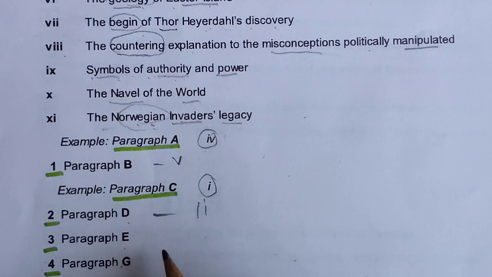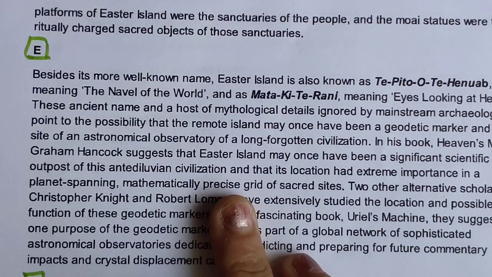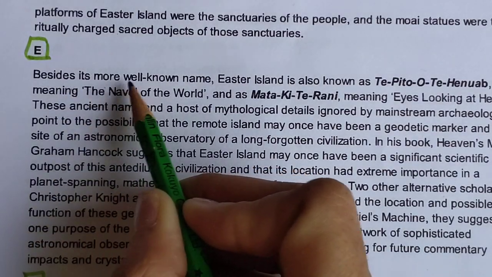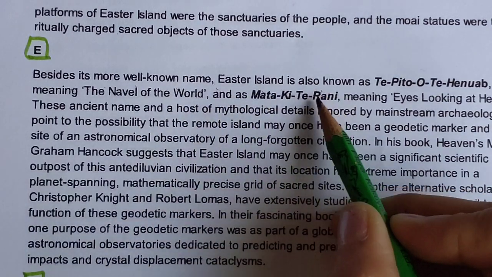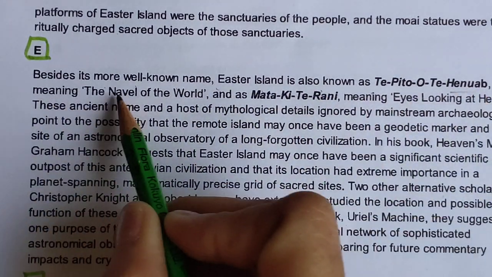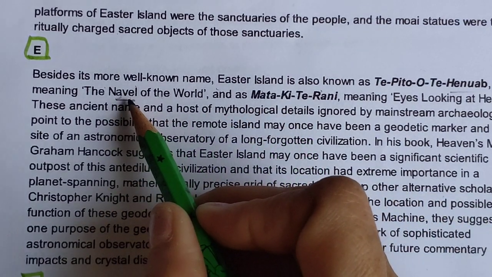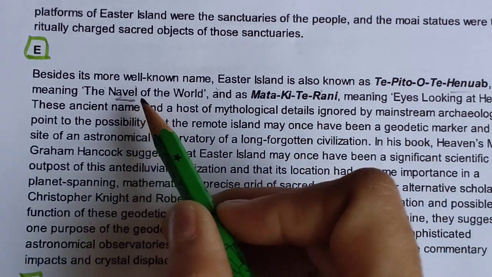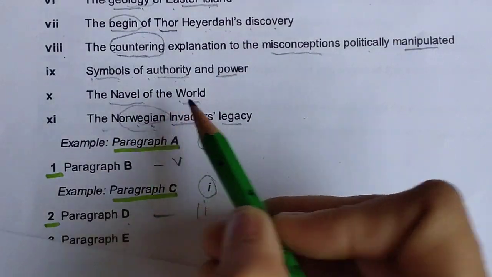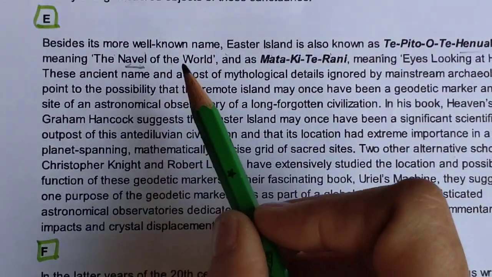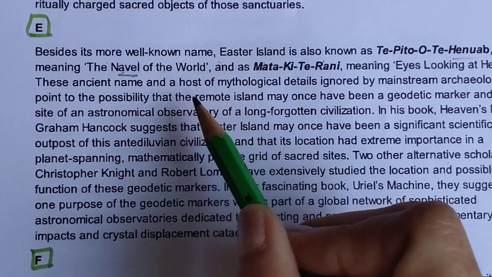Now we will go to the E paragraph. Now look at this, my E paragraph. Besides its more well known name, Easter Island is known as the navel of the world. Now you will be thinking that the navel of the world was given in the options, the same thing, but let's read it further, then we will come to know what they are talking about.